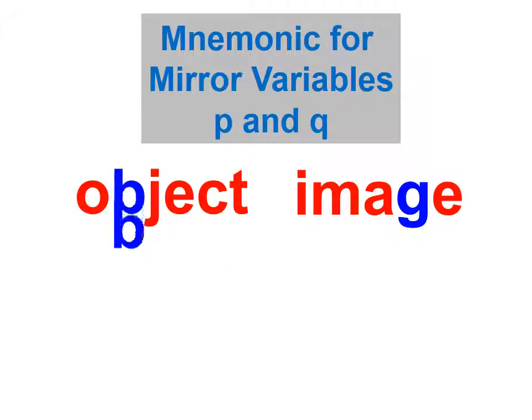In a previous lesson I also went through the mnemonic for remembering that the object distance is symbolized by a lowercase p and the image distance symbolized by a lowercase q. If you take the b in object and you flip it upside down, it turns into a p. If you take the g in image and you turn the little crook the other way, it turns into a q. That's one way to remember that the object distance in these lessons will always be symbolized by a p and the image distance symbolized by a q.